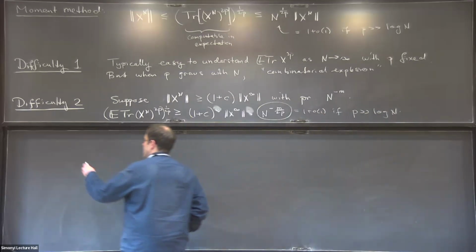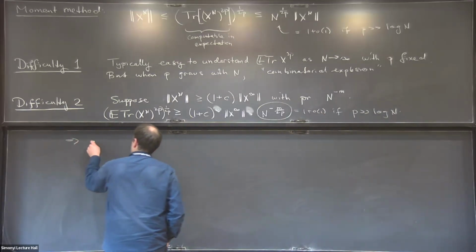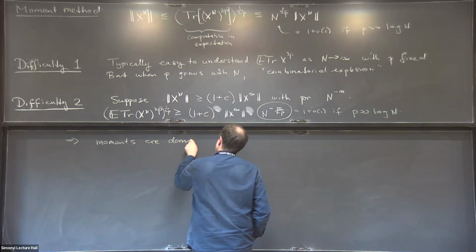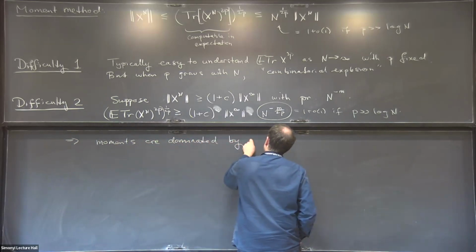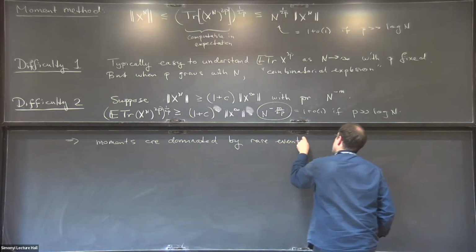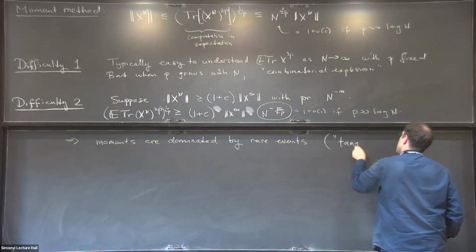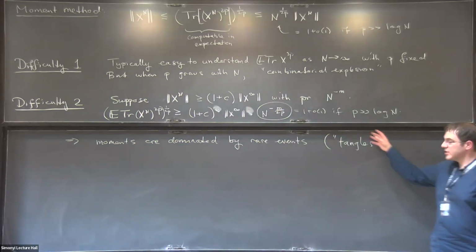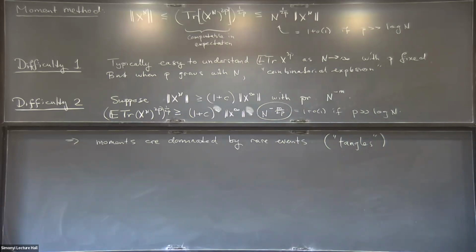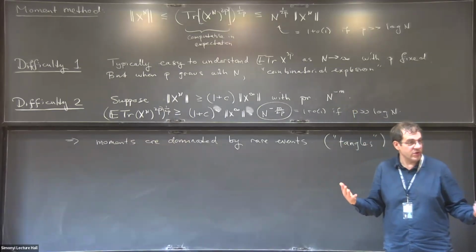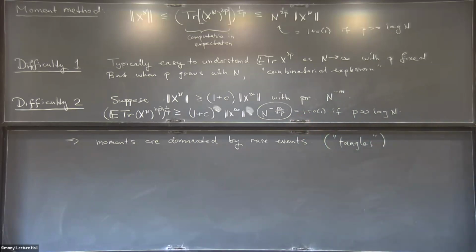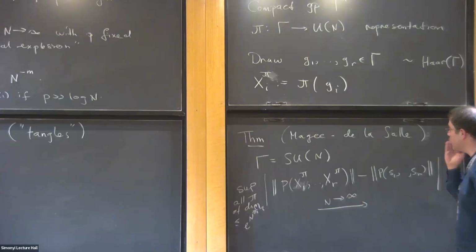So what happens here is that the moments are completely dominated by the rare events. These rare events were called tangles by Friedman, tangles in the graphs. These rare events happen with probability going to 0, but not fast enough for the moment method. That's clear? And so as soon as you have a heavy-tailed situation, the moment method breaks. And this creates huge complications. This is a very fundamental thing.